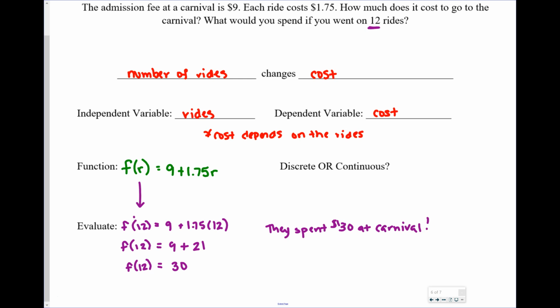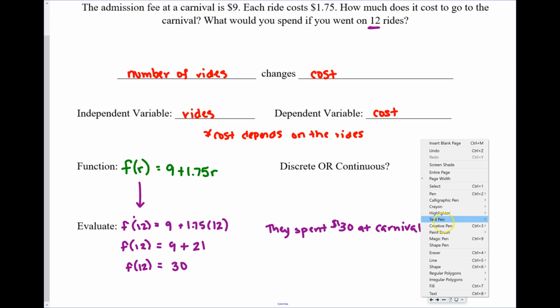Now, I'm not saying you couldn't figure this out without doing all of this stuff. You could have gotten this 30 in your head or simple, but this vocabulary and this concept of input and output is really important going forward. It's something that gets used in advanced math often. So I want you guys to get a taste of it, okay?